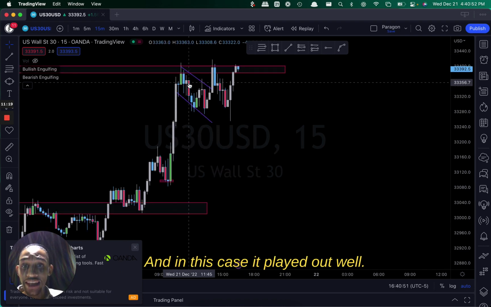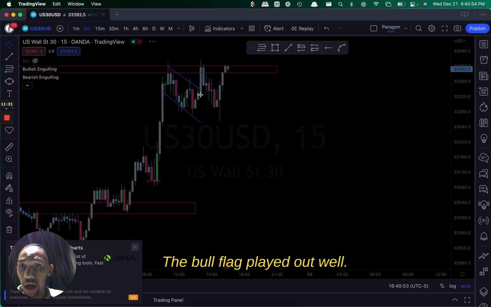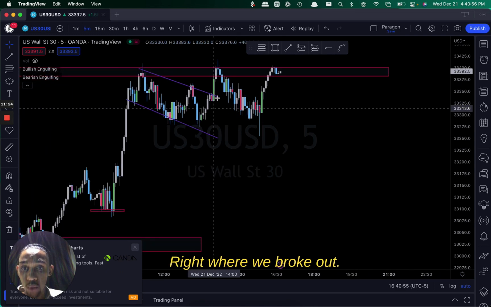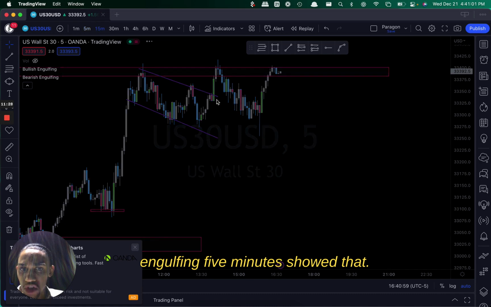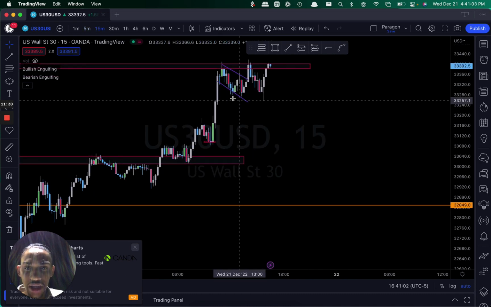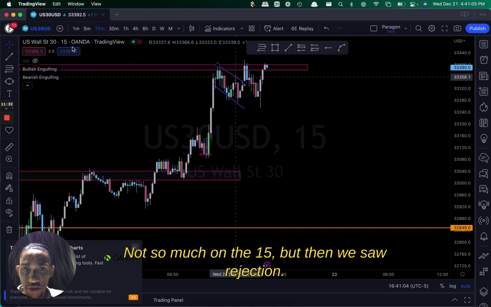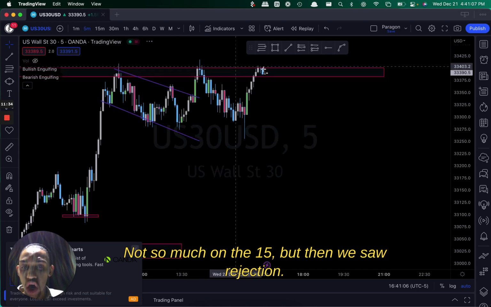And in this case, it played out well. The bull flag played out well, right? Where we broke out, we had a very good bullish engulfing. 5 minutes showed that. Not so much on the 15, but then we saw rejection.